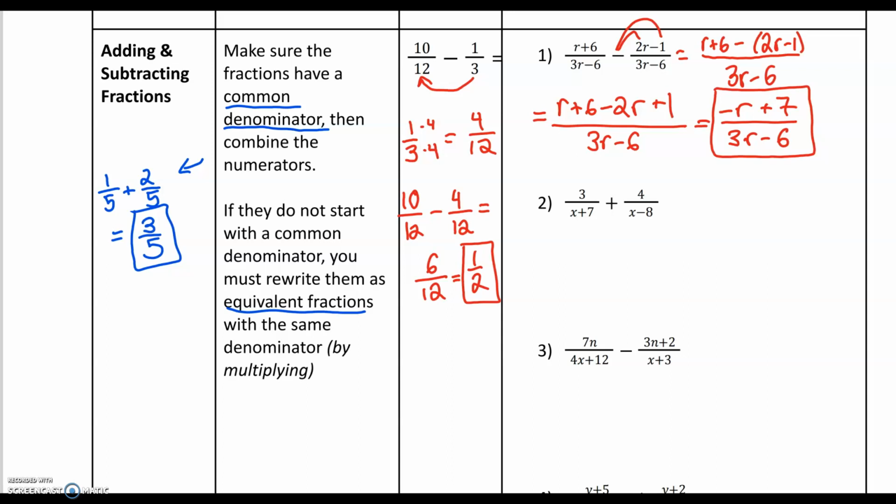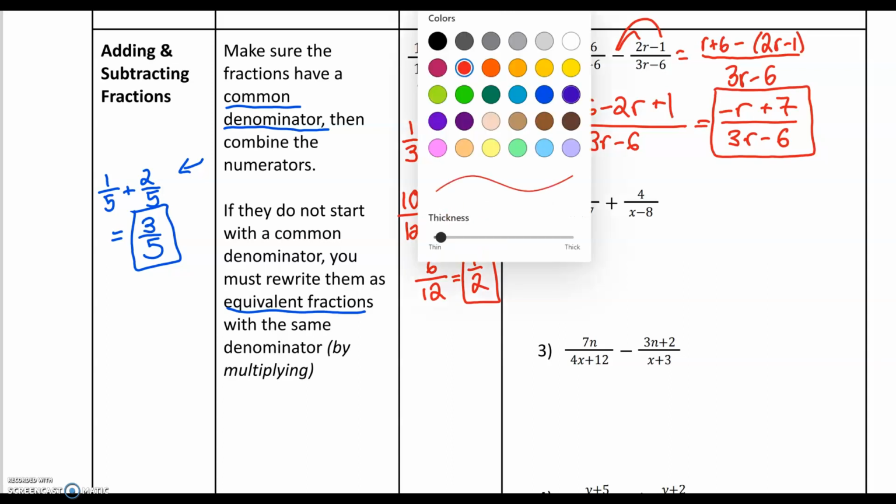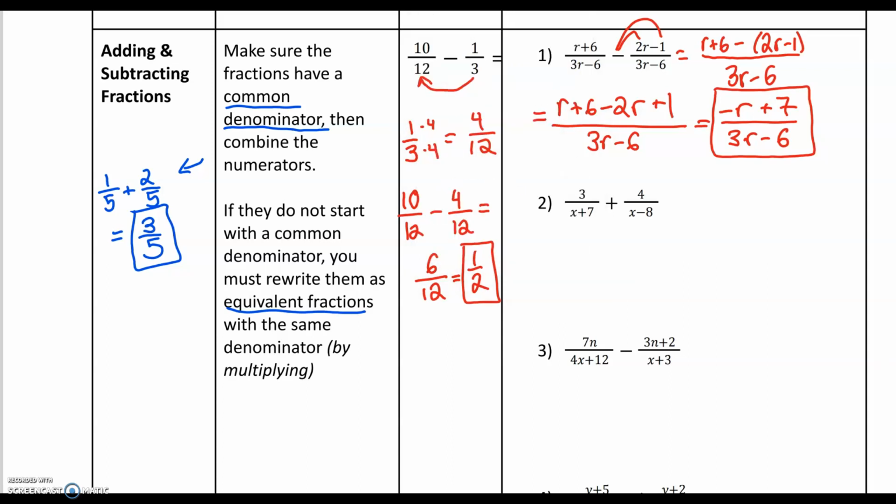Okay, number 2, we have 3 over x plus 7 plus 4 over x minus 8. Looks fairly simple, but unfortunately in number 2, I'm giving you an example of what happens when you do not start with a common denominator. So we are going to need to convert these to have equivalent fractions with the same denominator.